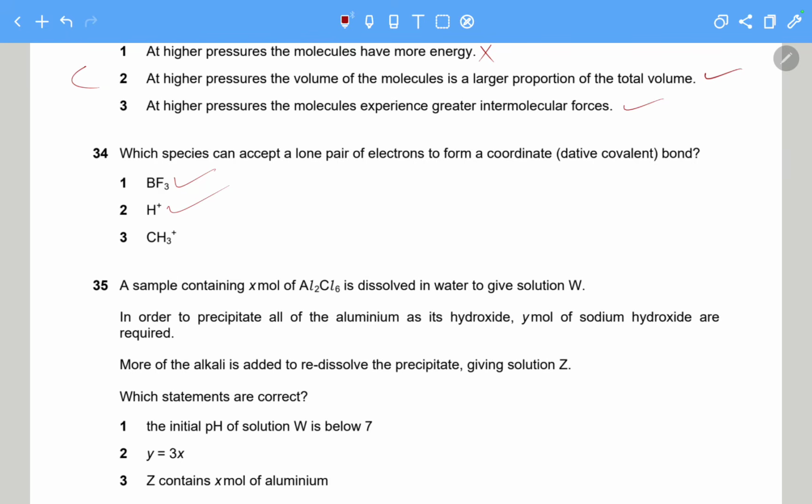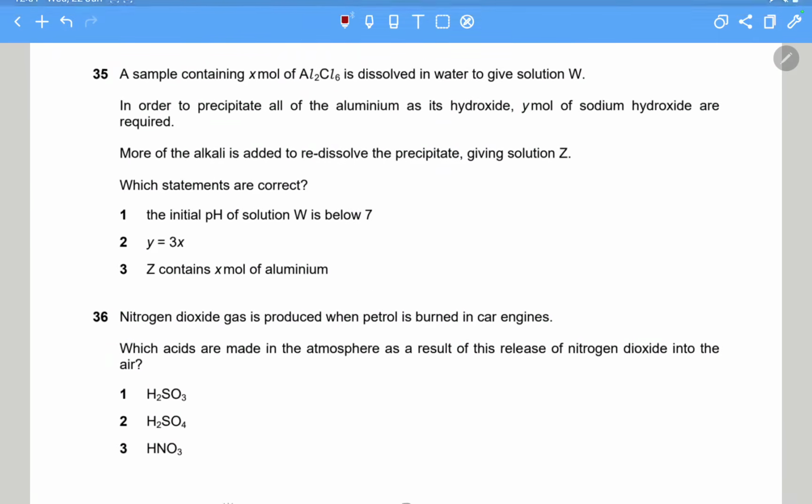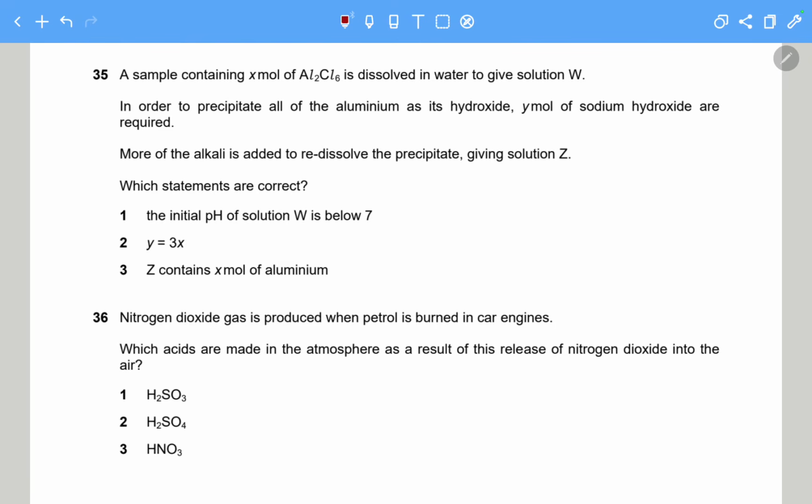It can accept a lone pair, so obviously it can accept a dative bond. And then carbon has 4 electrons. Each hydrogen gives 1 electron, and there's a positive charge on the molecule, so you subtract 1 electron, and therefore it can accept a lone pair, because you have 4 electrons from the carbon, 3 from 3 hydrogens, minus 1 because of the positive charge, total 6 electrons. To complete the octet, it will accept a lone pair, so 3 is also correct. Correct answer is A.